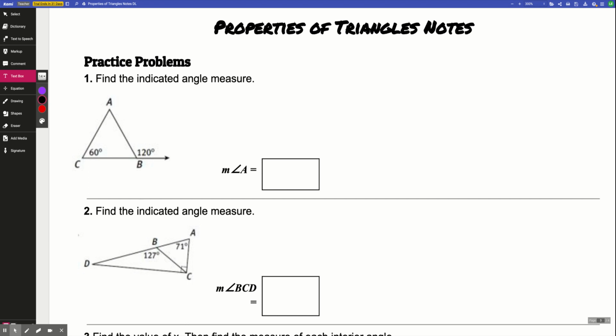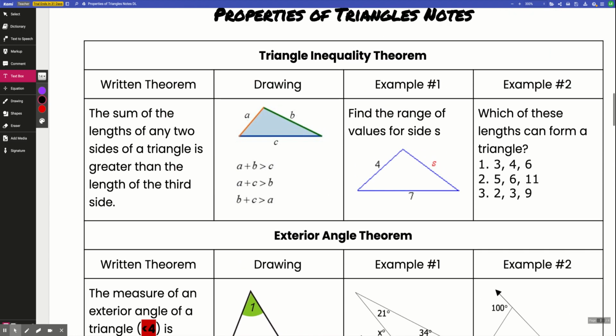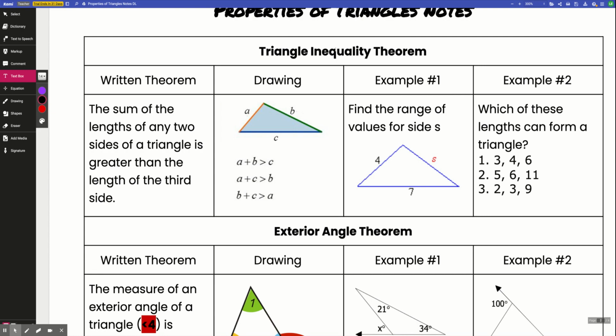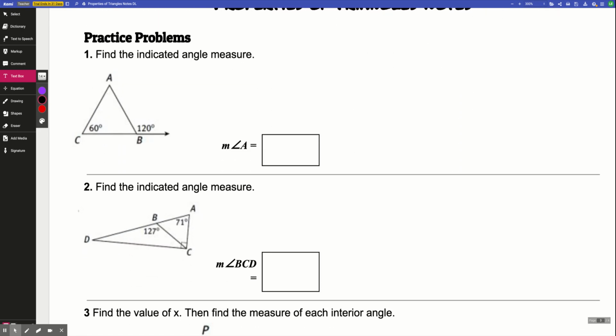triangle sum, angle side relationships, and, oh my goodness, I'm terrible. I've completely forgotten what it was called. And the triangle inequality theorem. I'm hoping that you had seen those before. Okay, so let's go ahead and jump into it here.